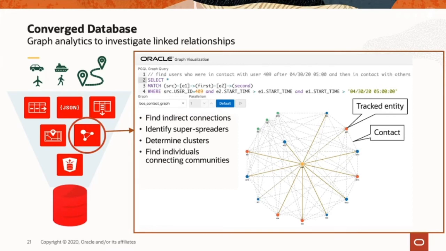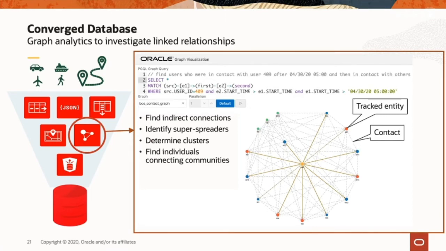Then we represent that information in our graph data structure, where the objects or the individuals being tracked are vertices or nodes of the graph, and contacts are edges in the graph. And we can then apply graph analytics to identify the main actors, or the main assets or moving objects, that are involved in contact or being part of a super spreader in a pandemic case, or who are part of clusters, who are part of communities, and so forth.